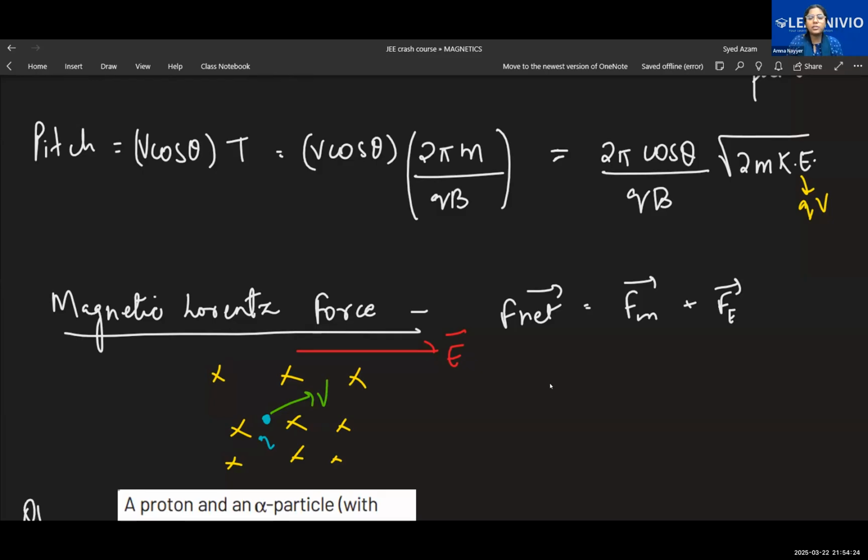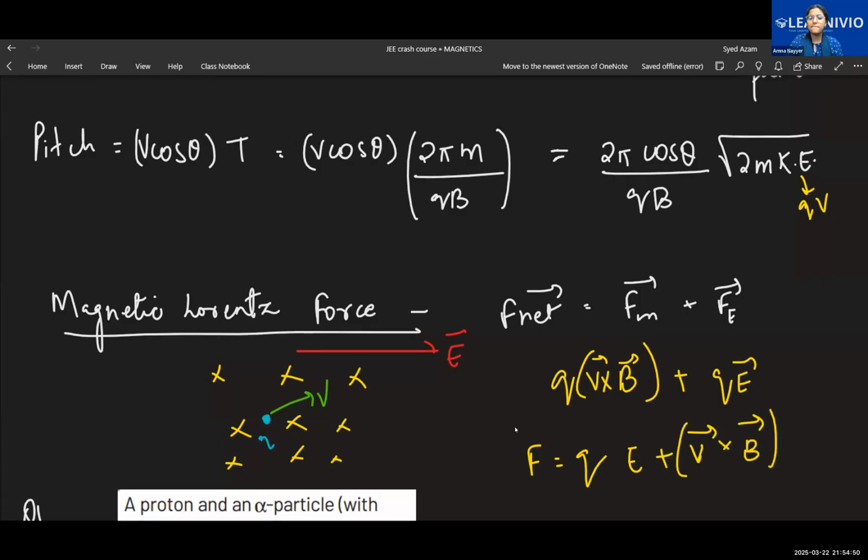Now you know the magnetic force is q v cross B. And what's the electric force? It's q into E. So for the Lorentz force, you take q common, so this becomes q times E plus v cross B. Got it? Yes, ma'am.